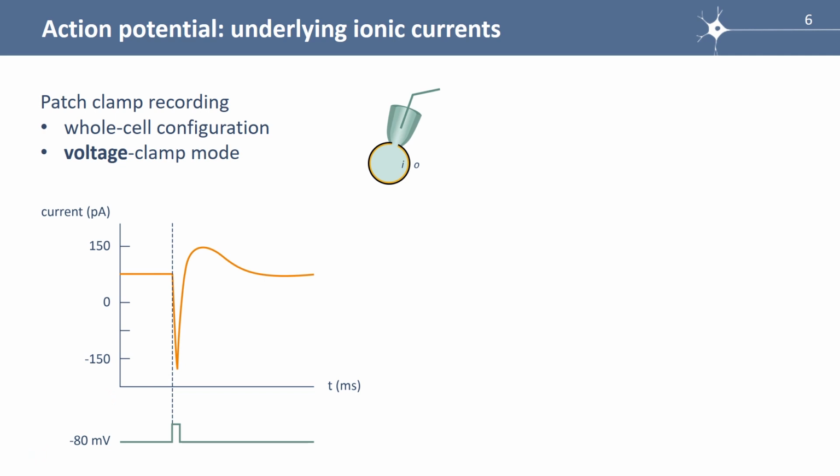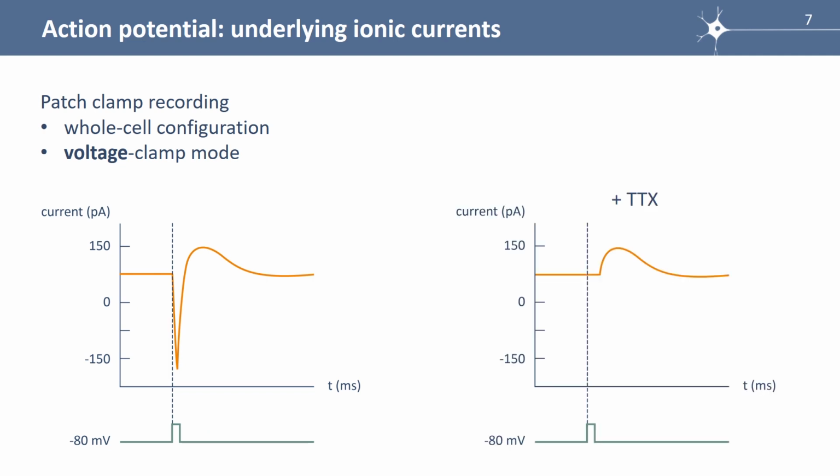Then we apply here a depolarizing step through the electrode, and we record a sudden inward current followed by an outward current. So here it's inward. I remind you that an inward current is an entry of plus charges, and an outward current is an exit of plus charges. These two currents, what are they exactly? To understand this, we apply the same blockers that we did previously. First, tetrodotoxin, which is a blocker of sodium channels, and we see here that the inward current has totally disappeared. There is only the outward current.